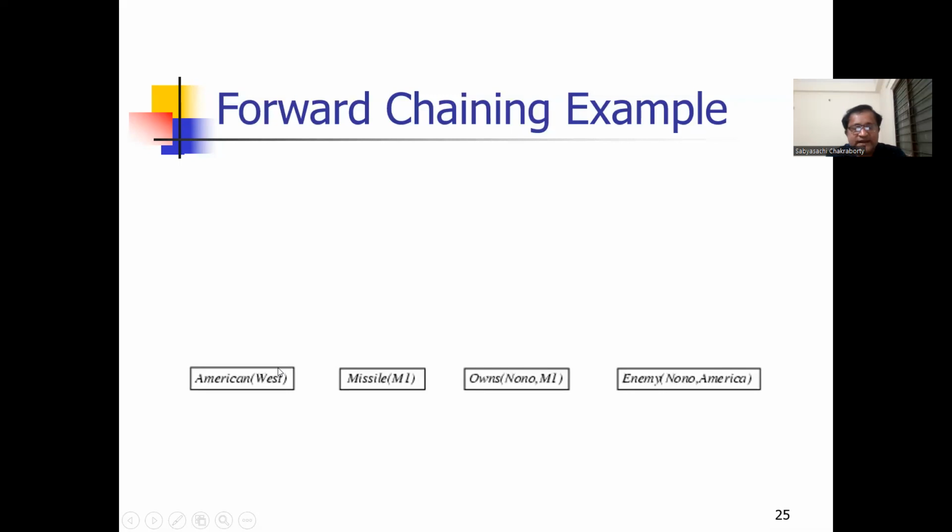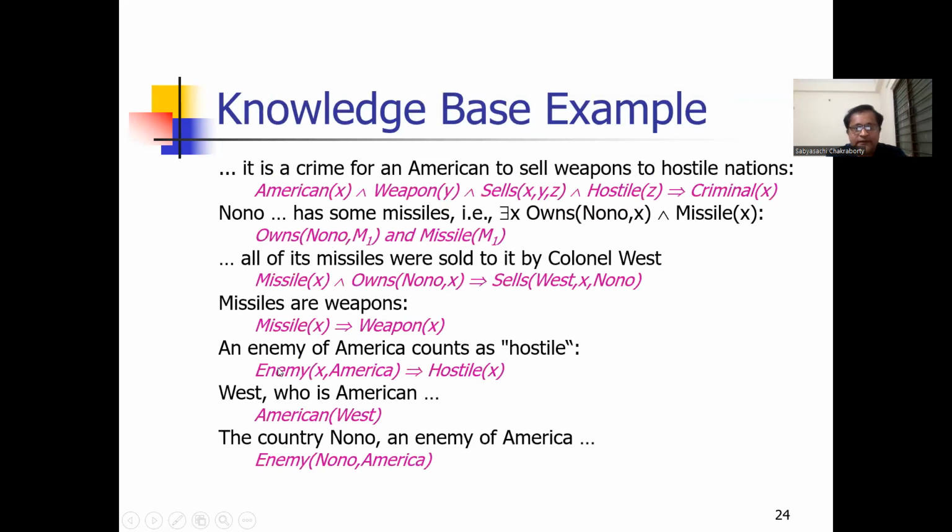We have West is an American, that comes from here. X is an American. And we have Nono is an enemy of America. And we have West is an American. So X is an American and West is an American. This first FOL and the last but previous FOL, we combine the variable, the first premise of the FOL, and the last but previous FOL.